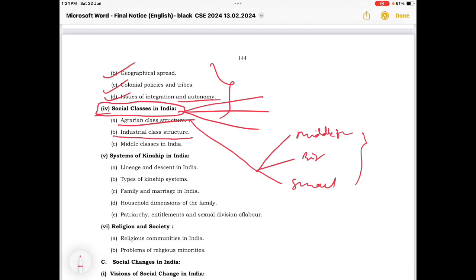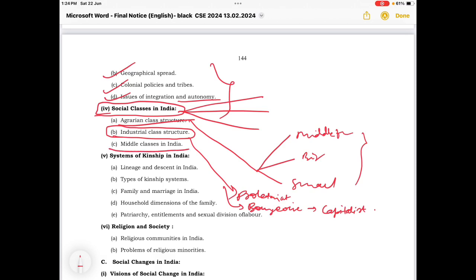Now, in industrial class structure, we will see how the industries have grown, how the industrial structures are today, and how the relations are between the employees, the employers, the labor class, the proletariat class. We saw yesterday what proletariat means. Proletariat means the labor class, and bourgeoisie means the capitalist class. So we will see how the capitalists exploited the labor, and how different reforms and labor codes have been proposed so that their security will be protected.